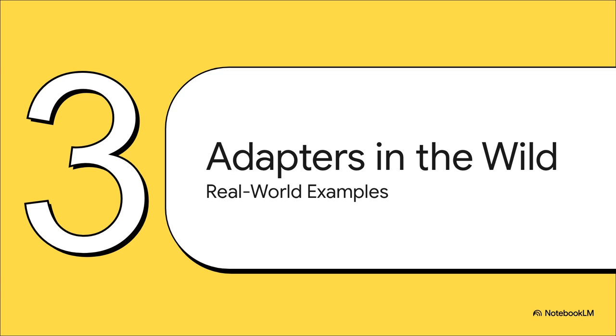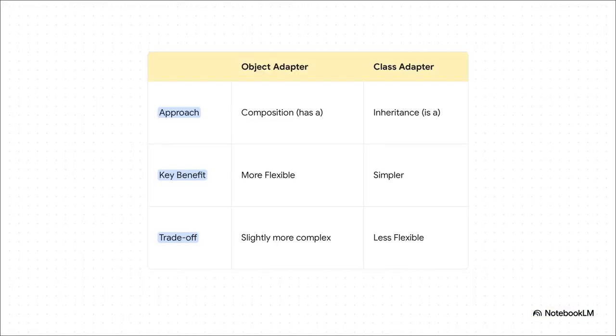Now, Maya quickly realized this whole pattern wasn't just some one-off trick for her specific problem. It turns out to be this super versatile tool that you can find all over the software world, solving all sorts of integration puzzles. For starters, she learned there are two main flavors of these translators. There's a class adapter, which uses inheritance. It's simpler, but a bit rigid. And then there's the object adapter, which uses composition. It just has a reference to the old object, which means you can swap things out on the fly. Maya, smartly, chose this more flexible approach for most of her work.